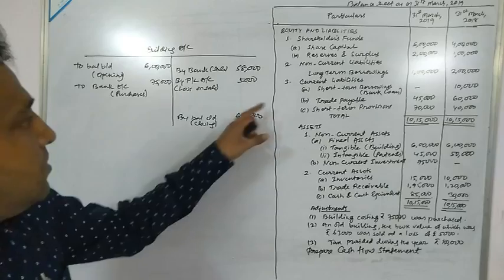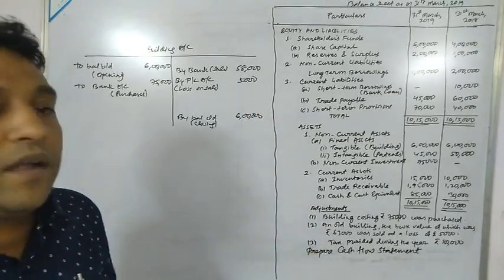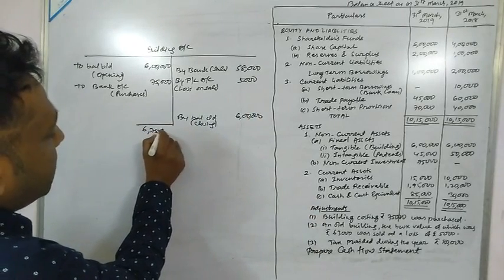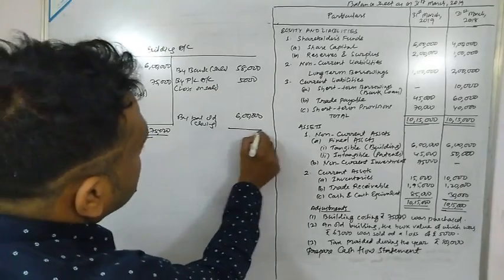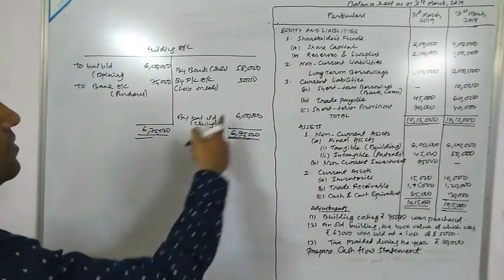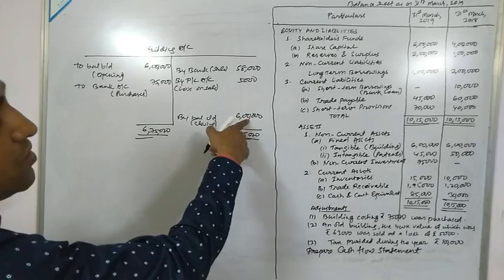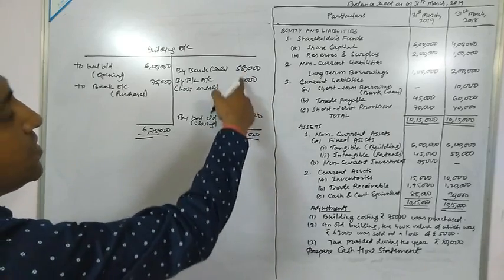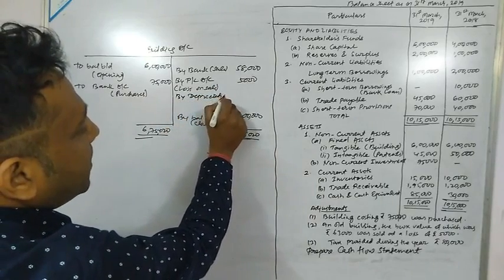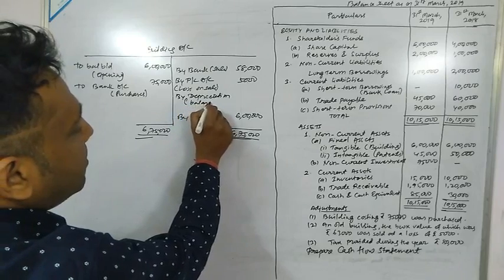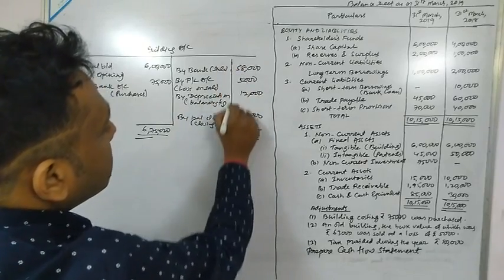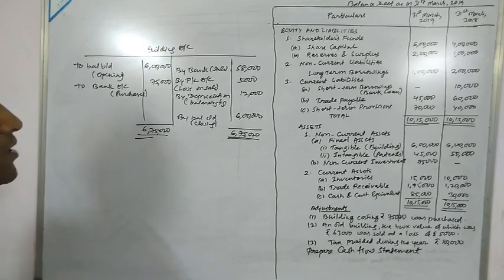So all the additions regarding building have been given. Now we have to get the total. Total is 6,75,000. So here the total will also be 6,75,000. It must be. So the difference figure would be 6,75,000 minus the total of this 6 lakh, 75,000, minus 63,000. The difference figure would be written as by depreciation. This is your balancing figure, and it would be 12,000. So this is how we are required to prepare your building account.